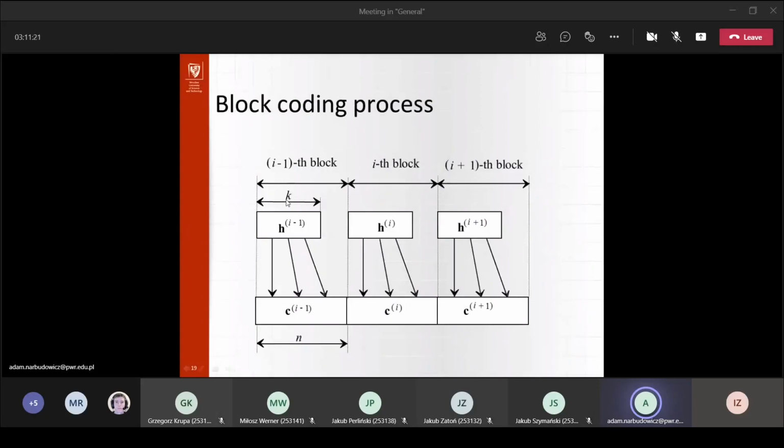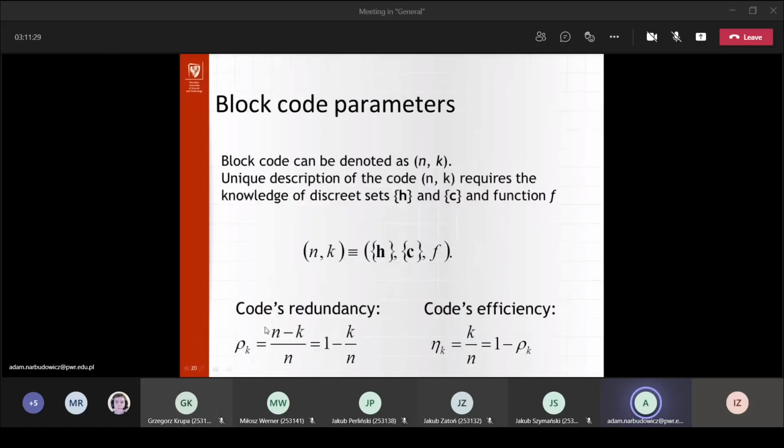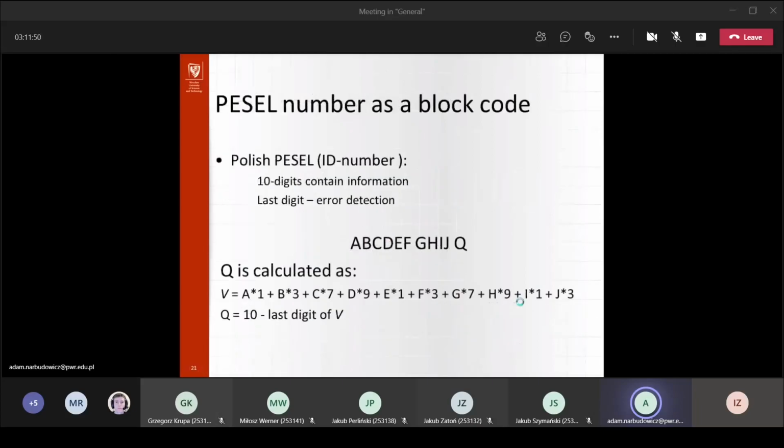So K is the original length of the input of the code. N is the length of the output block, right? And simply by comparing the two, we can say what is the added redundancy. And contrary to that, we can also classify the efficiency, right? So those are the two contradicting parameters I was telling over the previous lectures, right? That the more redundancy, the less efficiency.